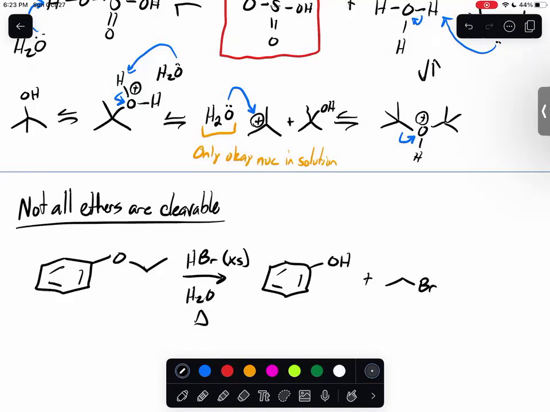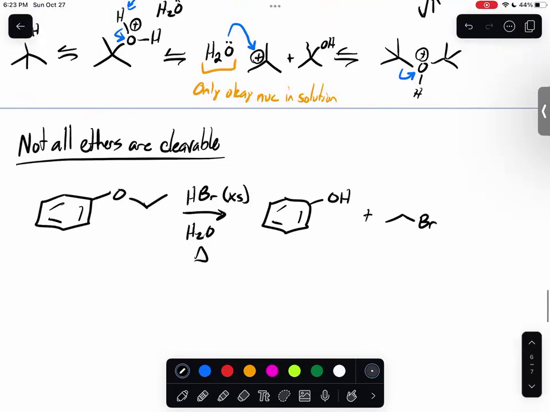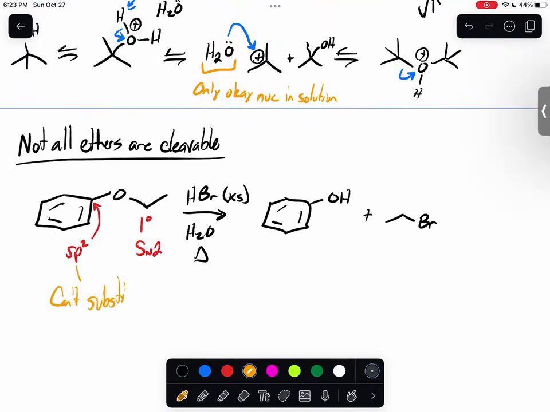Well, think about it. We have, in this case, a primary carbon, so really good for SN2. But then this one right here is an sp2 hybridized carbon, and as we know from our previous lectures, this can't substitute. Because of that, whenever this goes through this reaction, this bond will never be broken because it just can't do a substitution. So what that brings us to is a quick summary of ether cleavages.